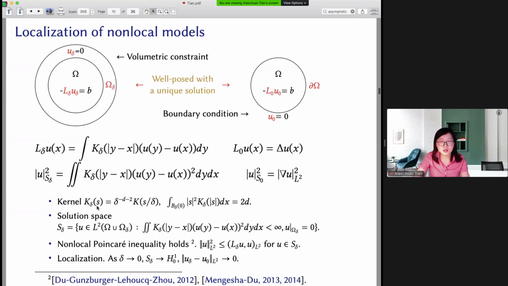And here's the important kernel, which should have this scaling, where D is the dimension. With this scaling, we see that the second moment of it is a constant, which is the same as the second moment of K. Then we have the solution space, which is defined in L2 with this double integral being finite, and I impose the zero Dirichlet boundary condition, but in fact we can impose any non-zero Dirichlet boundary condition. We also have this non-local Poincaré inequality, which ensures the well-posedness of our equation. I write it down because I want to mention that the Galerkin scheme, or finite element scheme, inherits this kind of stability naturally, but for a collocation scheme or a finite difference scheme, you don't naturally have numerical stability.